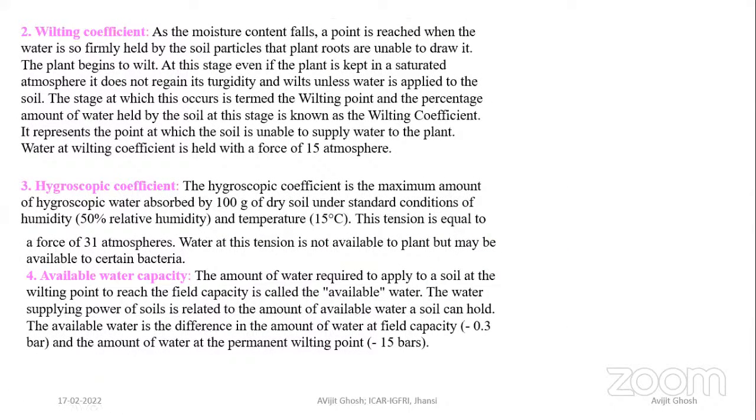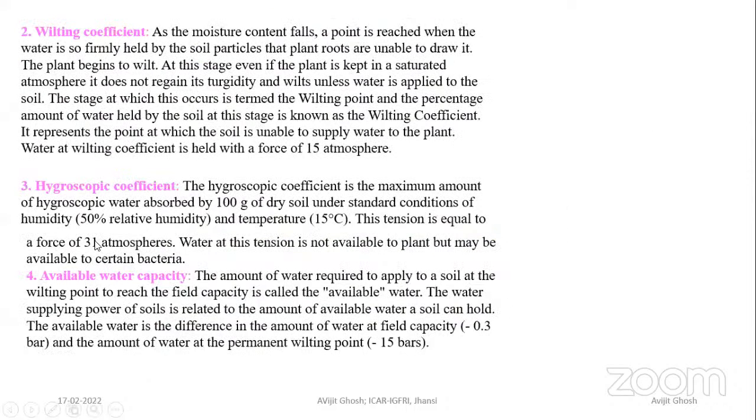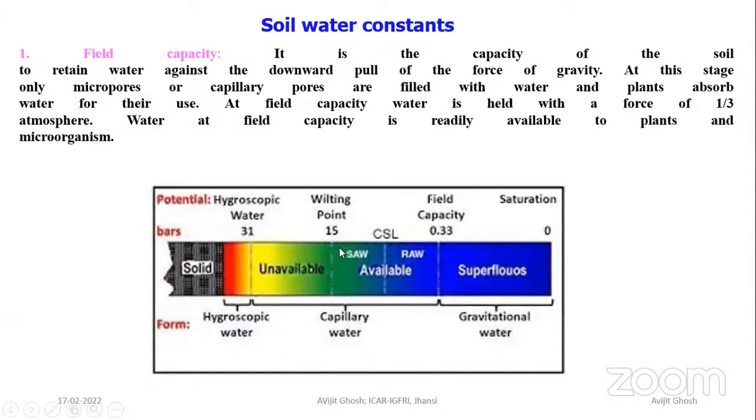Hygroscopic coefficient is the maximum amount of water that is absorbed by 100 gram of dry soil under the condition of 50% relative humidity and 15 degrees centigrade temperature. This is called hygroscopic coefficient, and the tension is almost 31 atmosphere or minus 31 bar under hygroscopic water. Now, available water is the water present between field capacity and wilting point.